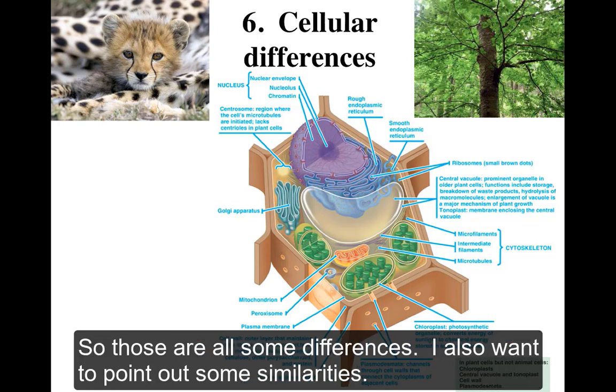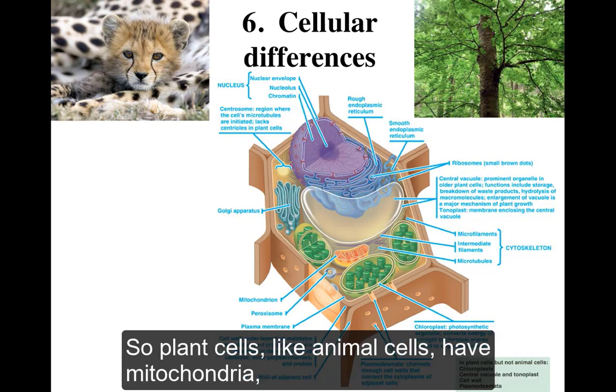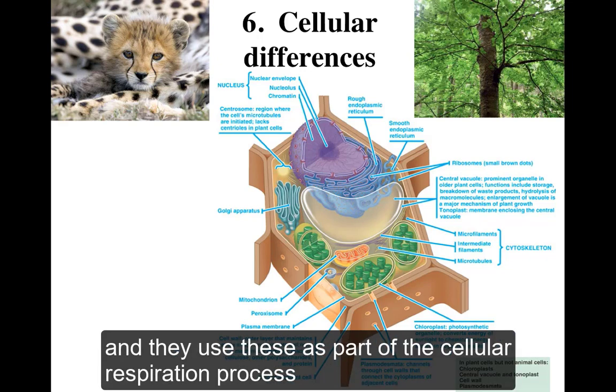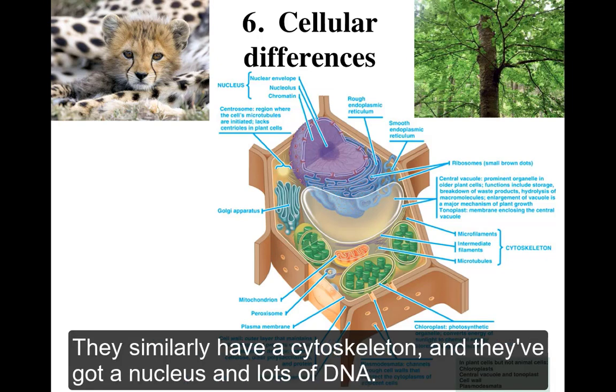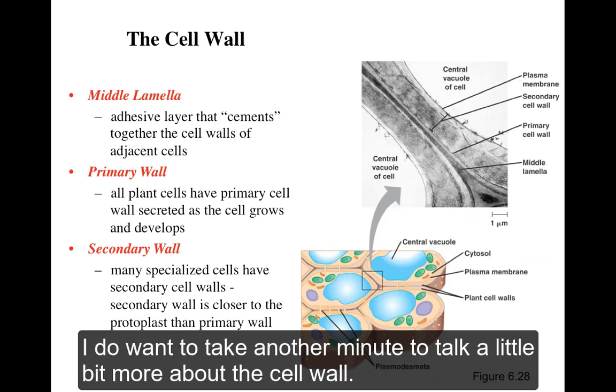I also want to point out some similarities. So plant cells, like animal cells, have mitochondria, and they use these as part of the cellular respiration process to break down sugars in order to get ATP and NADH in order to have energy. They similarly have a cytoskeleton, and they've got a nucleus and lots of DNA.